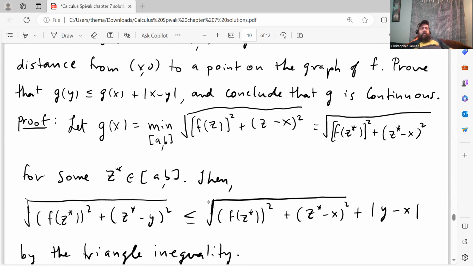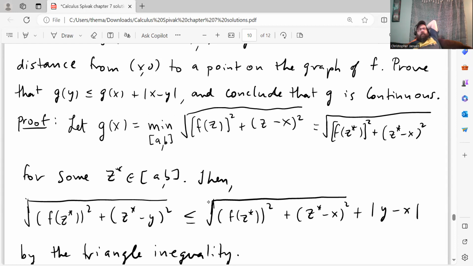So here's my proof. Let G of X equal the minimum over the interval from A to B. Here I am using the square root because I need to talk about distances. You can't get away with the square here because, if you draw the picture, you'll see why: you end up with a triangle. So I didn't want to talk about squares of distances. I wanted to talk about distances.